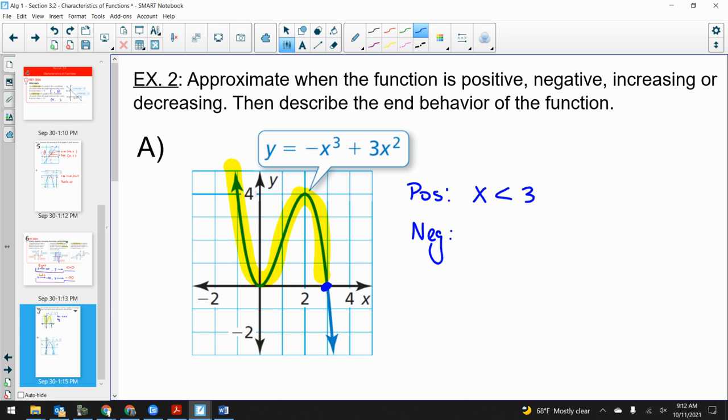Okay? Well, then when is it negative? When x is bigger than 3. Every x value bigger than 3, it would shoot below the x-axis. Okay, so that's positive and negative.